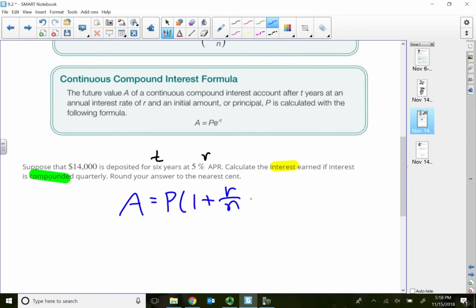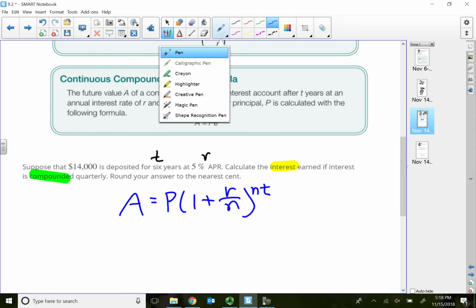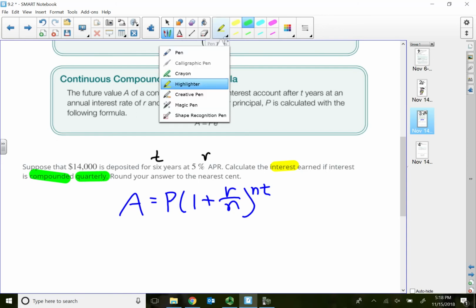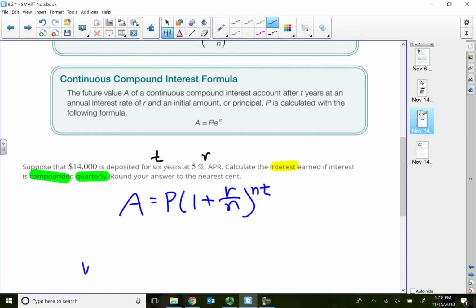R over N, holding to the N times T power. When you hear the word quarterly, that means my N is equal to 4. So this capital letter A represents how much money will be in my account after 6 years.